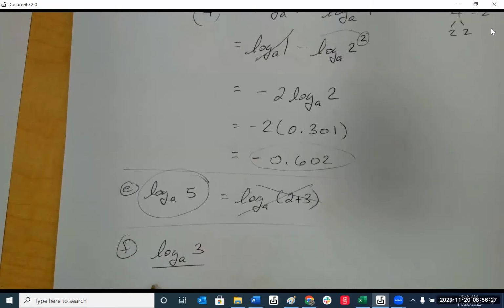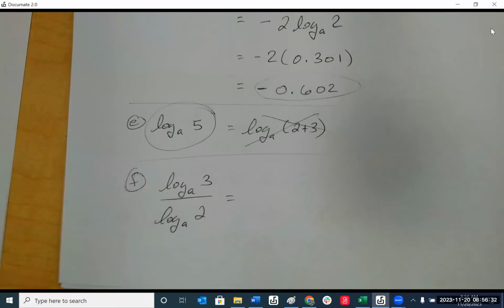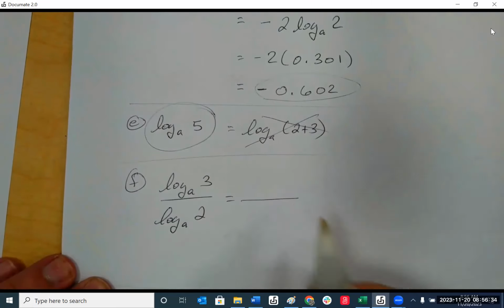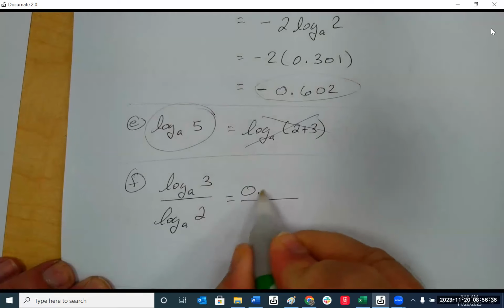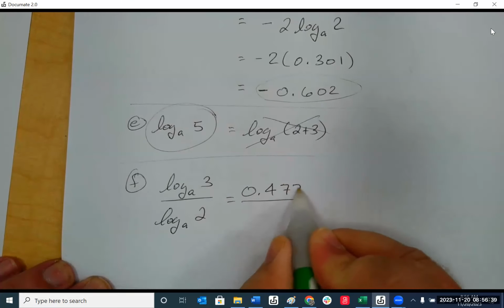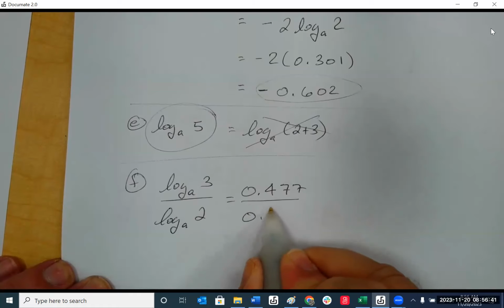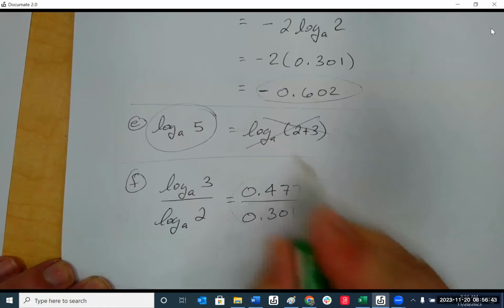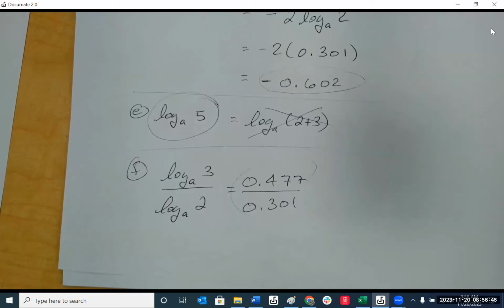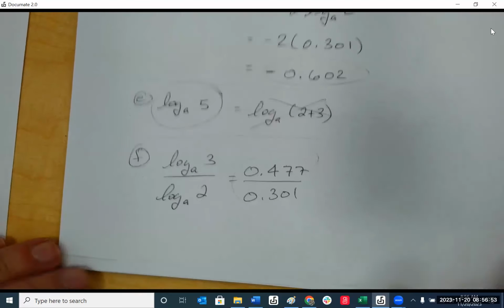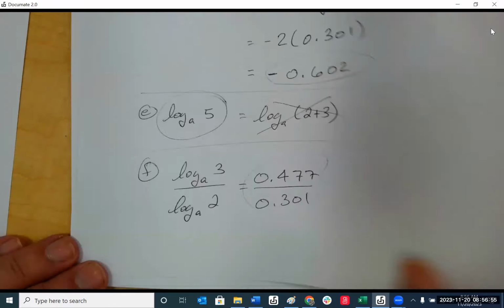Log base A of 3 over log base A of 2. Log base A of 3 is 0.477 over 0.301. And whatever that number comes out to be on a calculator, that's your answer. But always keep that formula sheet, the property sheet next to you, whenever you do these.